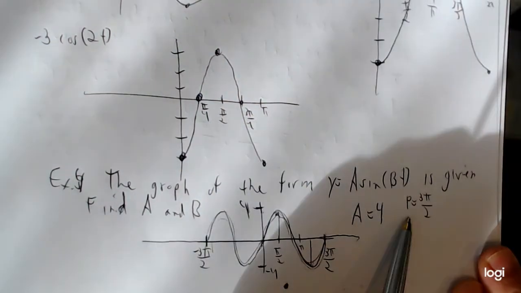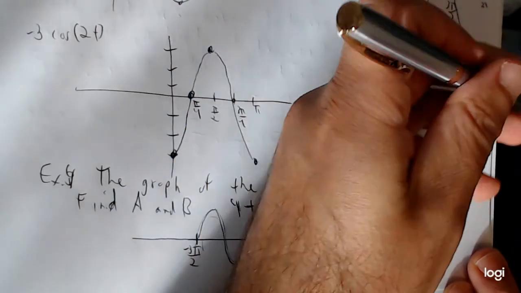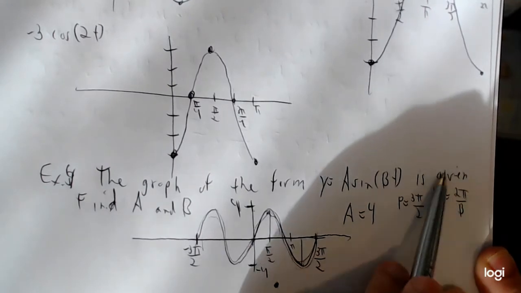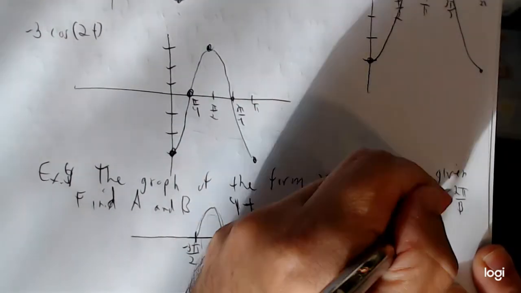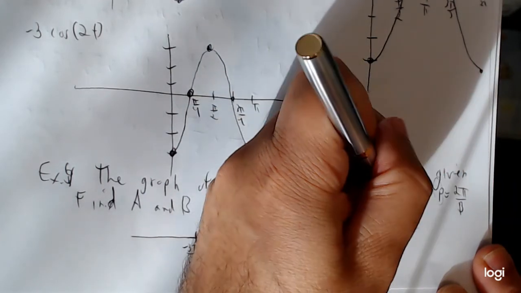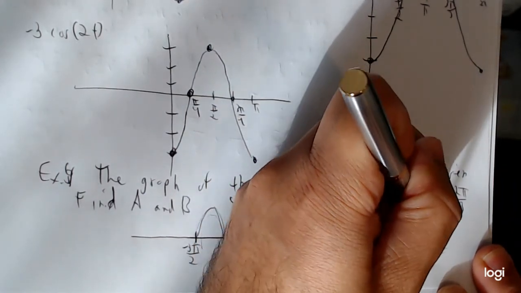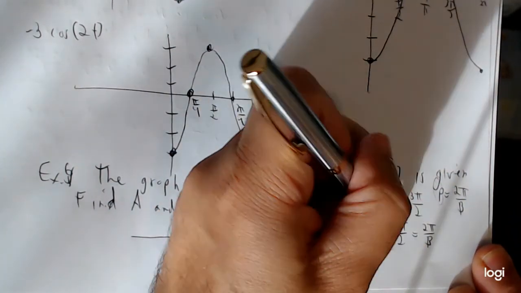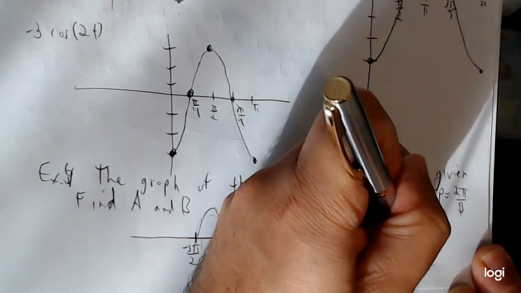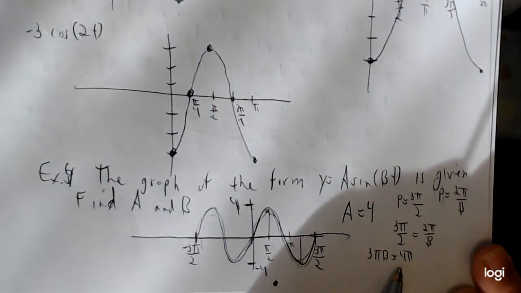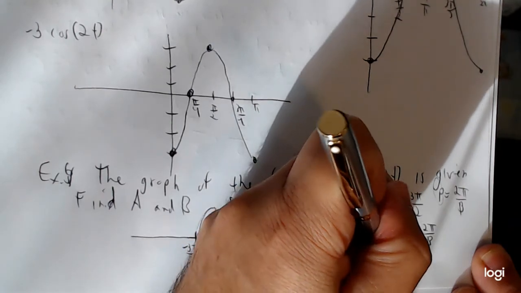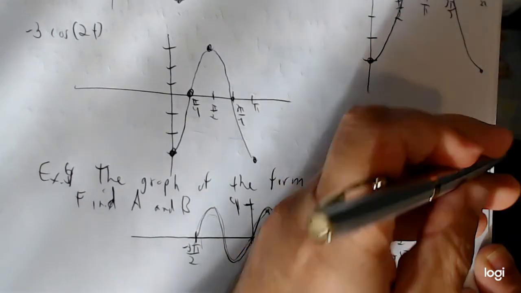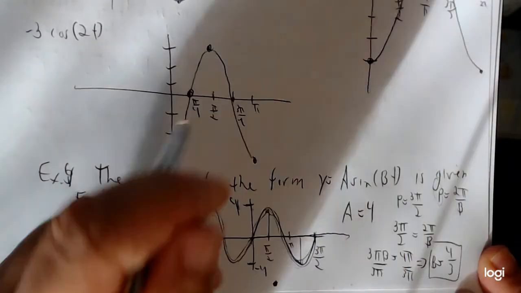Now, how could I use the period to help me find b? Well, if you remember, the formula was period equals 2 pi over b. We have p, which if I replace p with 3 pi over 2, I'll do it down here. I'm running out of space. 3 pi over 2 equals 2 pi over b. Now I can solve for b. If I cross multiply, I get 3 pi b equals 4 pi. Now to find b, just divide both sides by 3 pi. And what does that give me? The pi's cancel out, so b is 4 over 3. And there you have it.